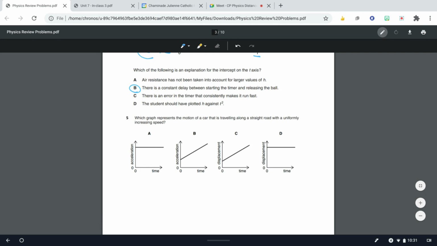Right, so the question is saying, which graph represents the motion of a car that is traveling along a straight road with a uniformly increasing speed. So your speed is increasing, right? If your speed is increasing, then what should happen to the acceleration, or what does that mean for acceleration? Is the acceleration increasing, or is it constant? Or is it a constant non-zero value?